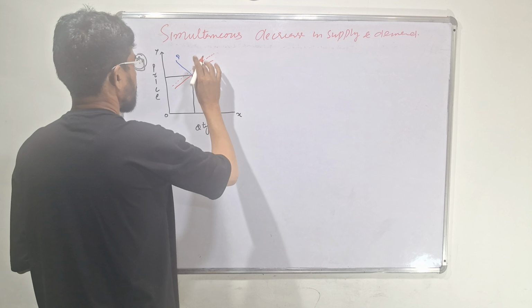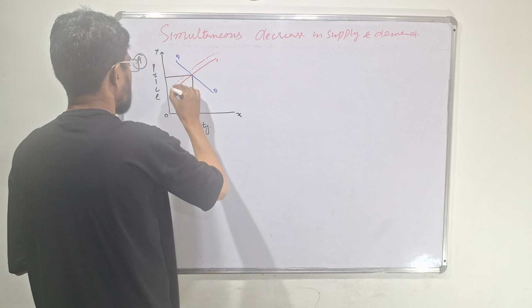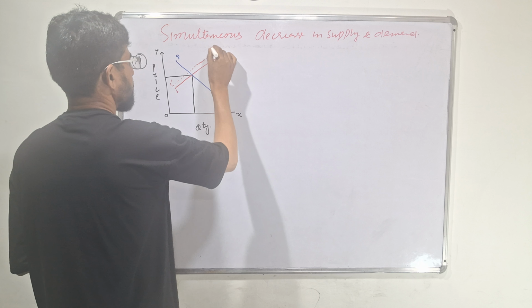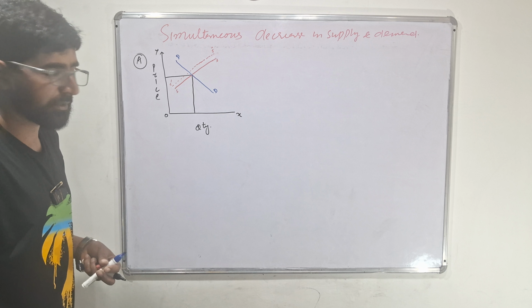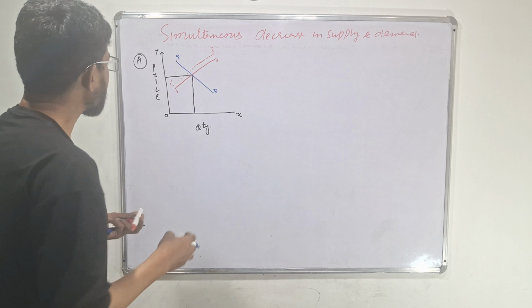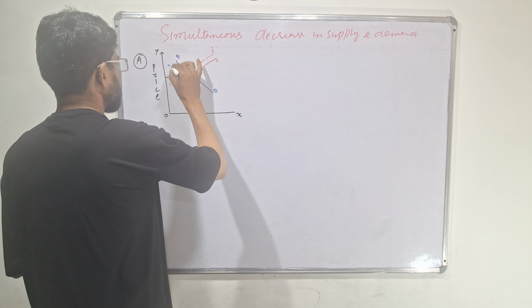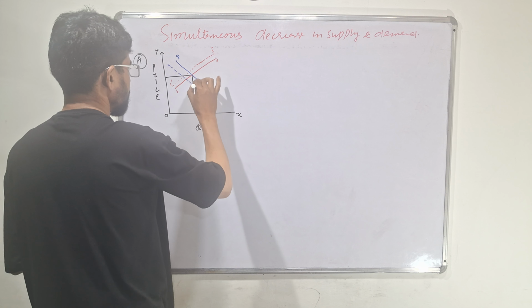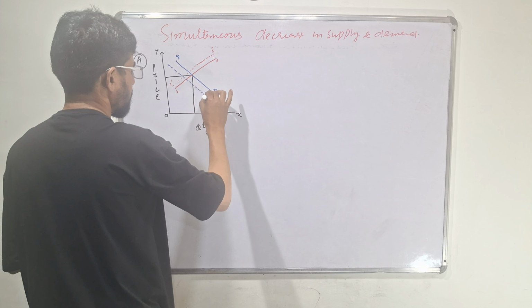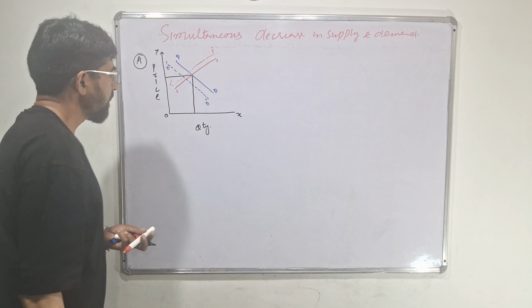Leftward shift of the supply curve. This was SS, this will be S dash. And here is the leftward shift of the demand curve, just like this. Leftward shift, D dash.